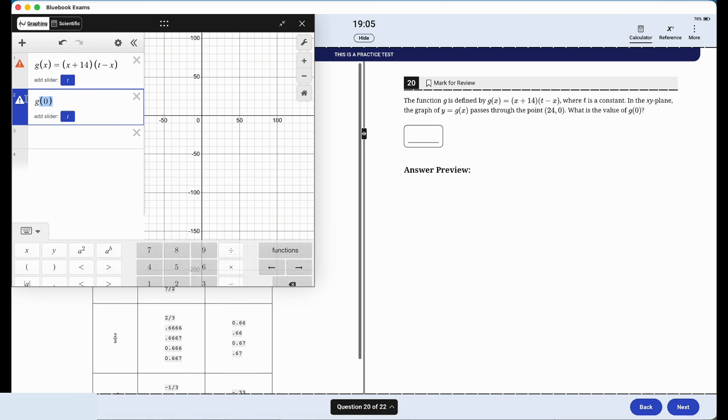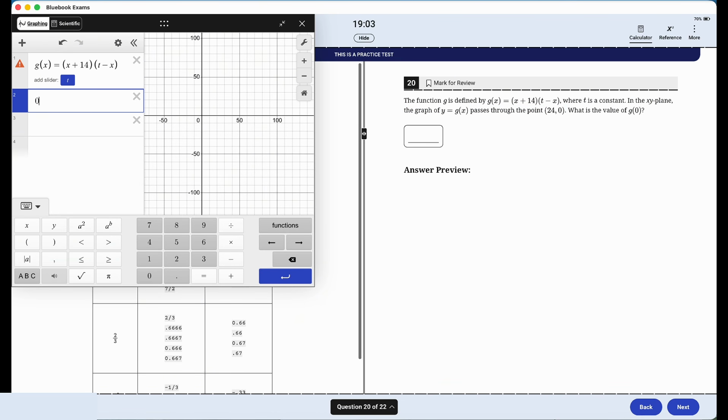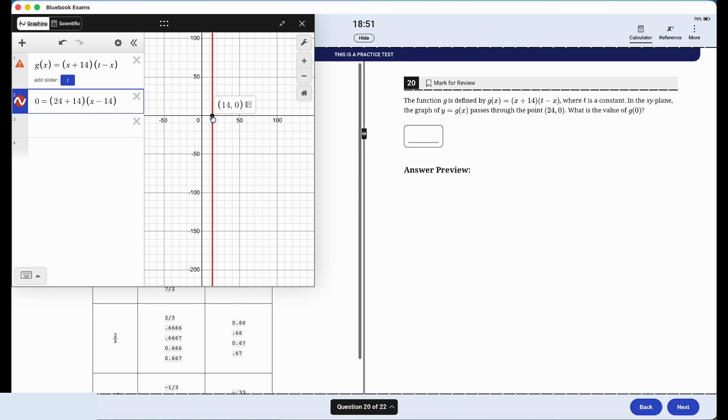So it would look like this, right? If I kind of go back to this one, it'll be 0 equals 24 plus 14. I'm plugging it in for x, and then t minus 14. And then Desmos will solve for t. Remember, if you have an equation, your unknown's got to be x, so I just changed t to x. But this is my value of t. It's 14.